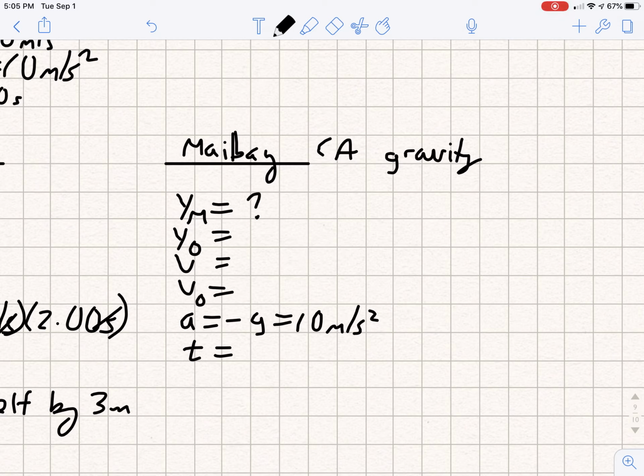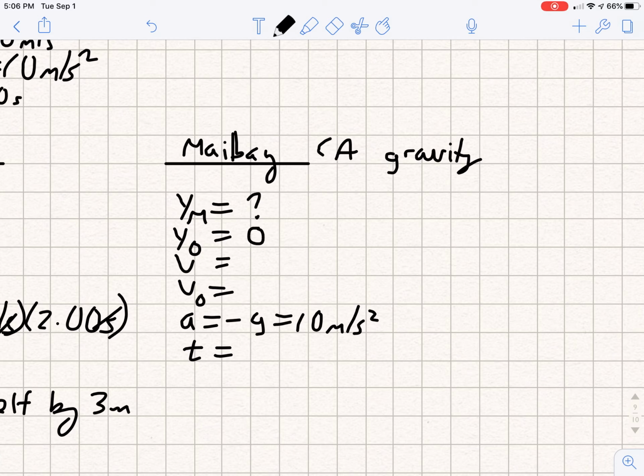Now, the mailbag itself, we're going to essentially call this 0. We're going to call the initial position of the mailbag 0 when it's released, because we can assume that the mailbag is in the helicopter. I mean, it doesn't tell us any different. It doesn't tell us it's hanging 3 feet below the helicopter. It just says it's released from a helicopter. So we're going to assume that it has the same position as the helicopter at the moment it's released. So we're going to talk about a position of 0 there.